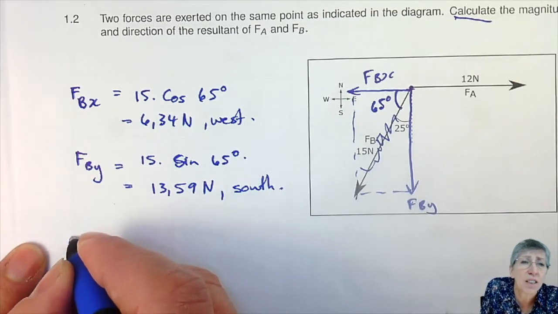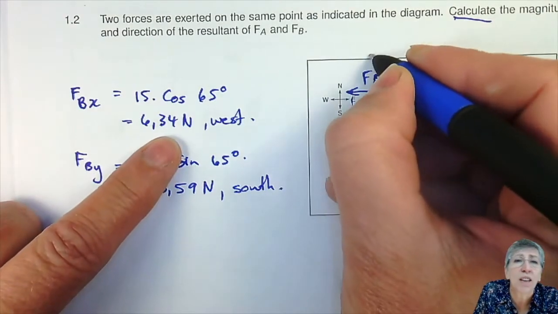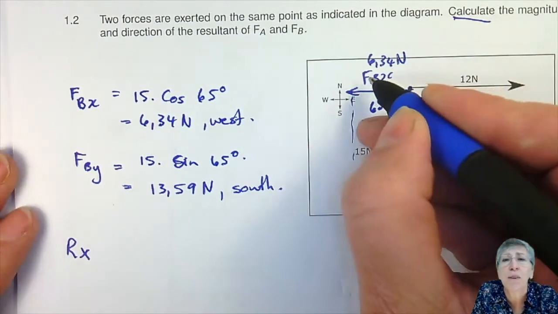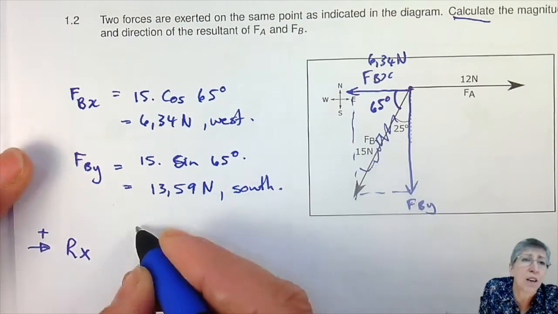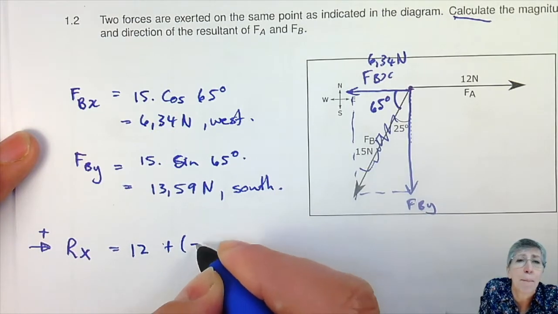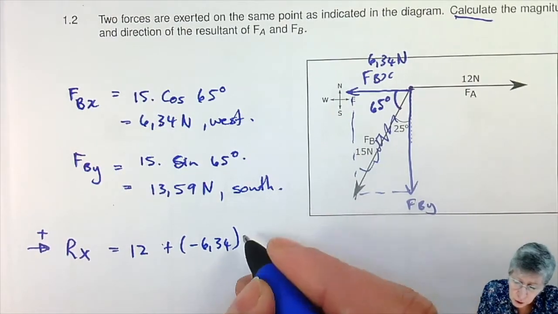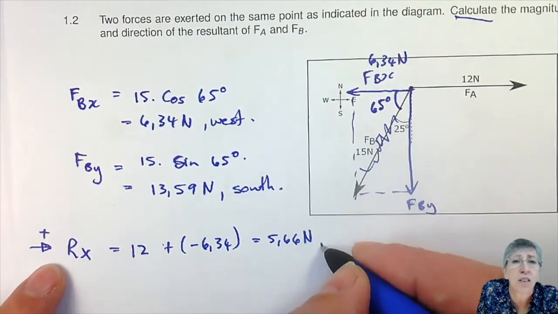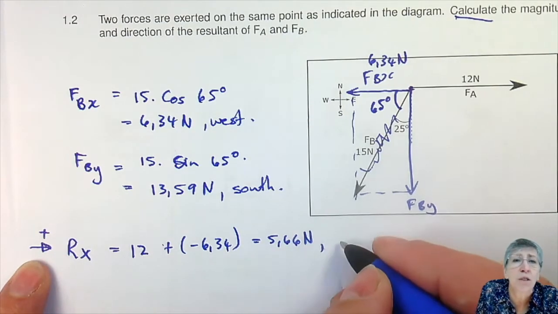Let's look at the resultant in the x direction. Now in that direction, I've worked out this is 6,34 Newton, and in that direction you've got 12. So obviously that is the bigger one. So I'm going to use to the right as my positive direction, and then 12 is in the positive direction, and I add minus 6,34, which is in the negative direction. If you do that, you end up with 5,66 Newton, and since it's a positive answer, it will be in the direction we chose as positive: towards the east.